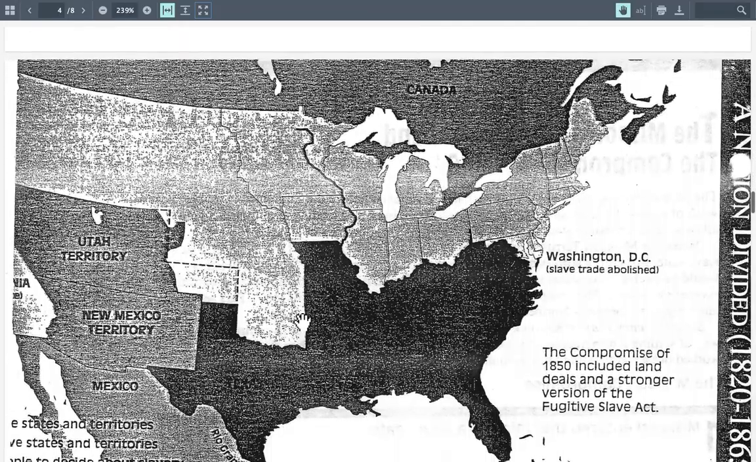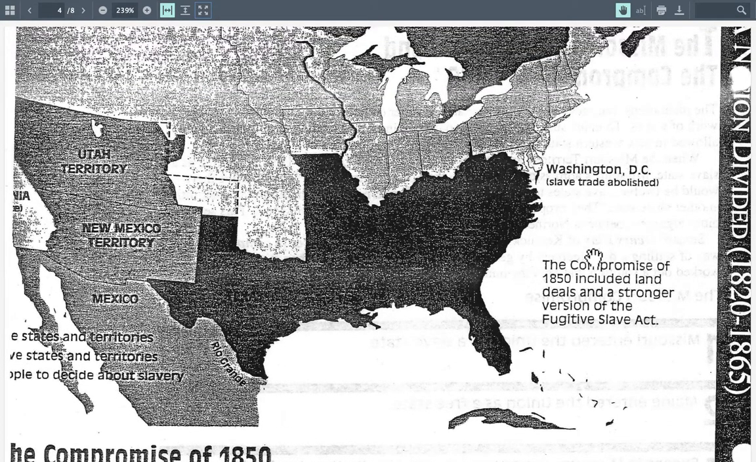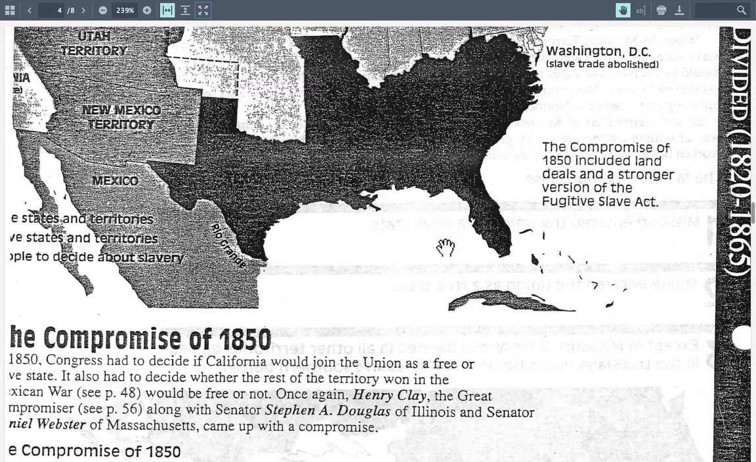A nation divided. The Compromise of 1850. The Compromise of 1850 included land deals and a stronger version of the Fugitive Slave Act. Let's read. Let's see what we got here.